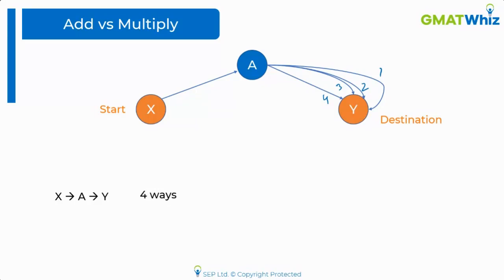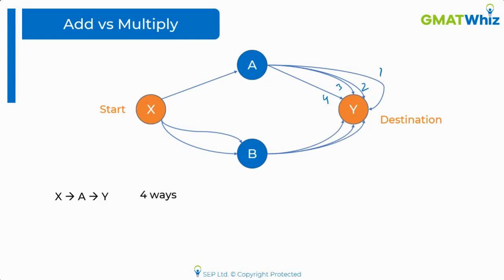Okay, let's talk about another path. There is, let's say, another path that exists between X and Y. Let's say that goes via B. Now in this case, from X to B I can go via 2 paths, and from B to Y I can go via 3 paths.